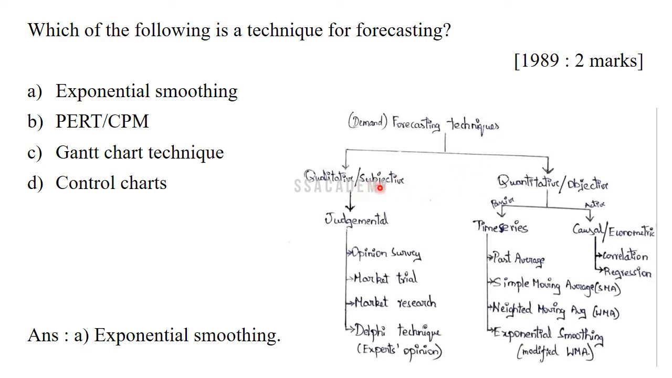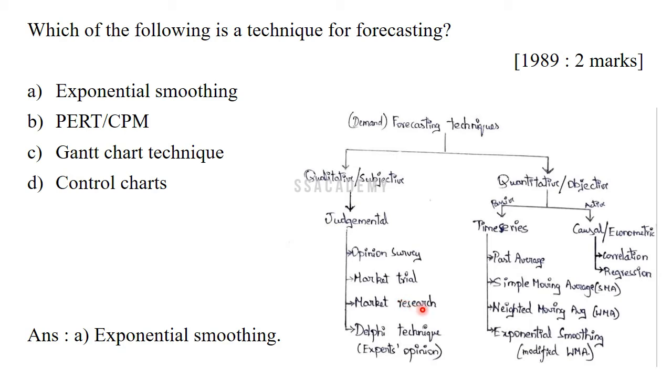In qualitative or subjective forecasting techniques, we will not have any previous data. But in the quantitative case, we will have previous data. Under qualitative or subjective forecasting, we have the judgmental or intuitive technique, which comprises 4 types: opinion survey, market trial, market research, and Delphi technique. Opinion survey, as the name suggests, is gathering opinion from people working in the organization or from people outside, customers, everyone. Market trial is inducing a new product into a small constrained area, gathering the results, and then finally estimating the demand.